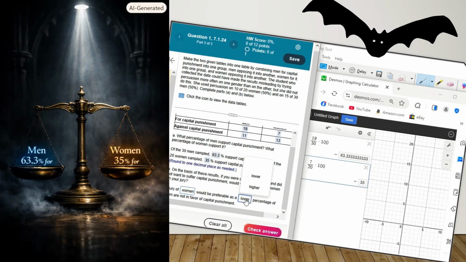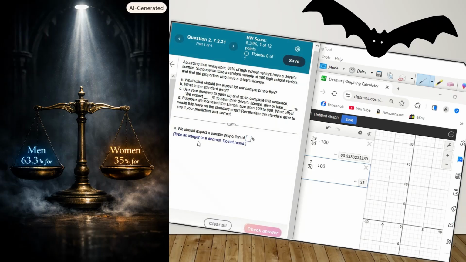as a higher percentage. Watch out for your negatives there. It says are not. Are not. There we go.